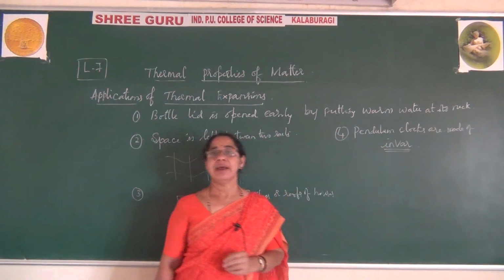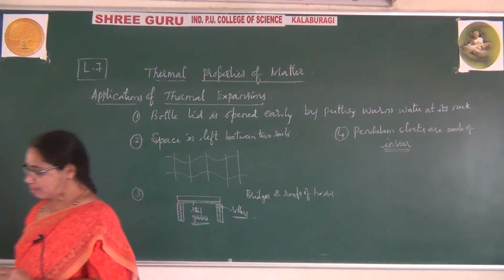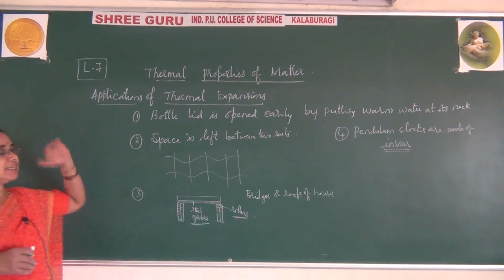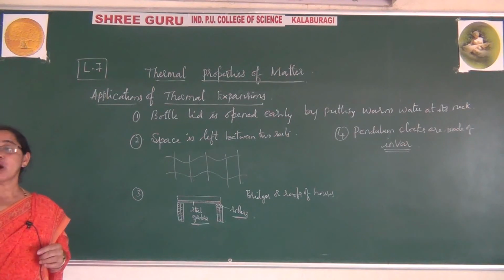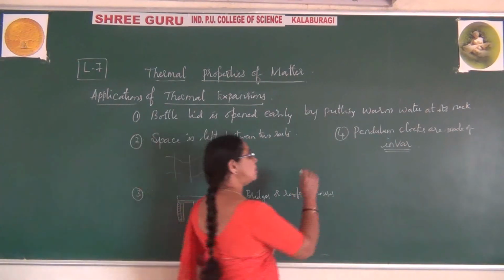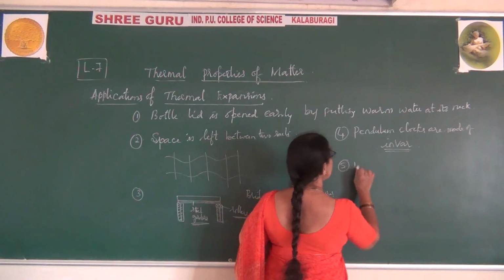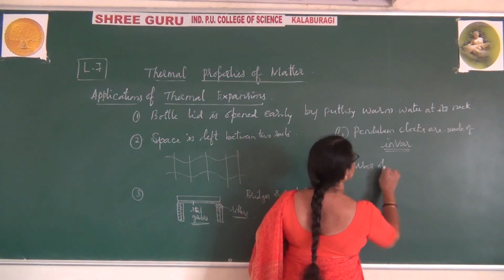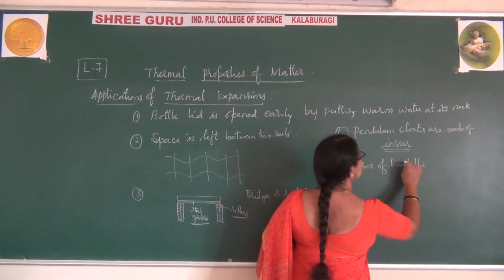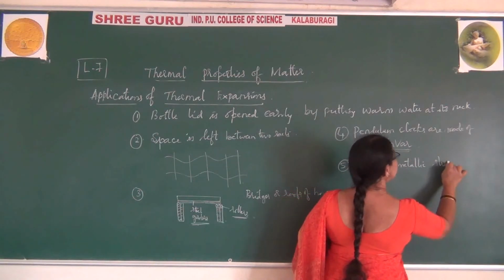So this is one example you can observe. One more I want to say here, the bimetallic strip. Just now I gave one neat point using copper and iron. Now I will say the uses of bimetallic strips. Uses of bimetallic strip. What does it explain?